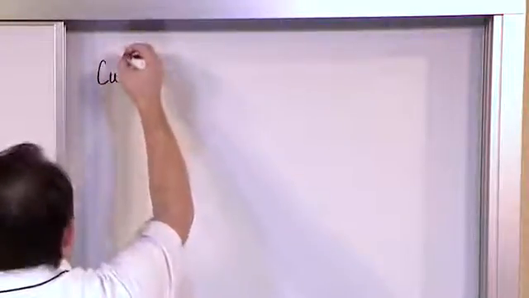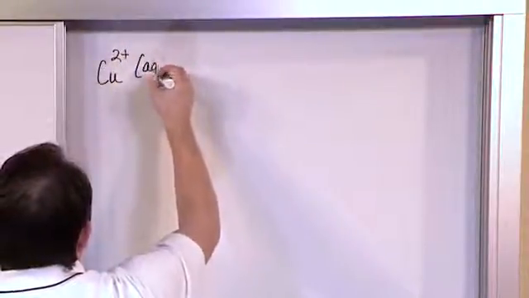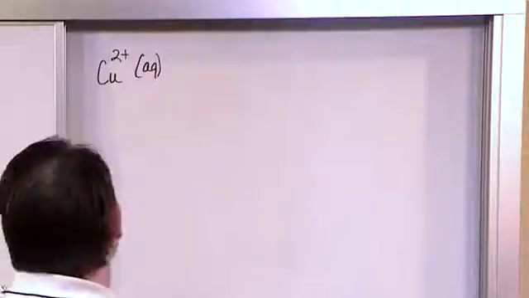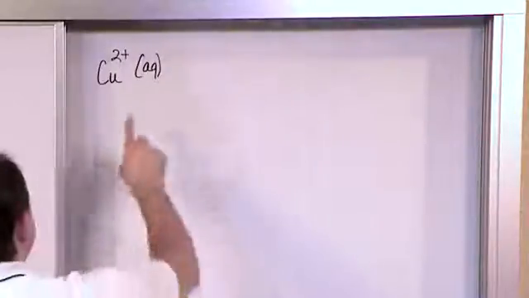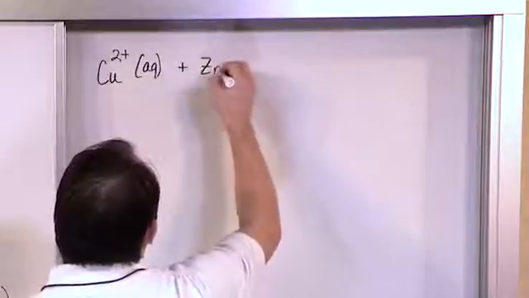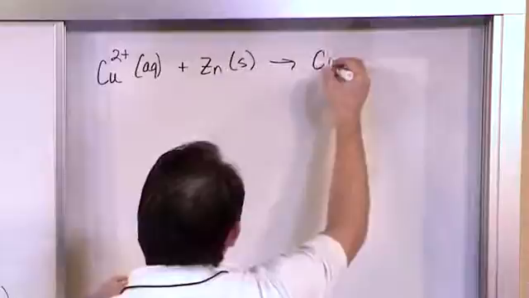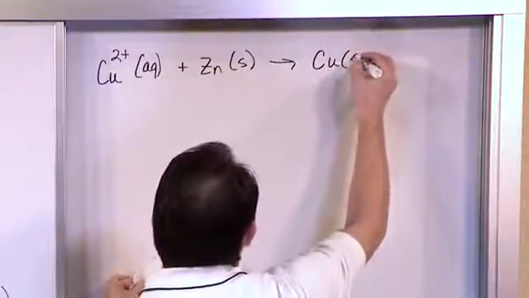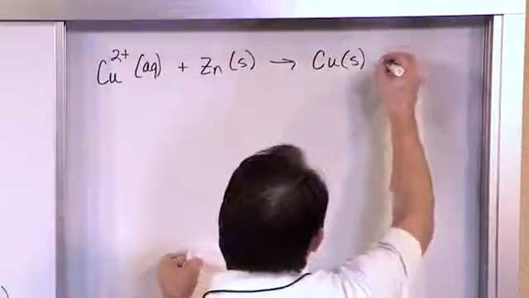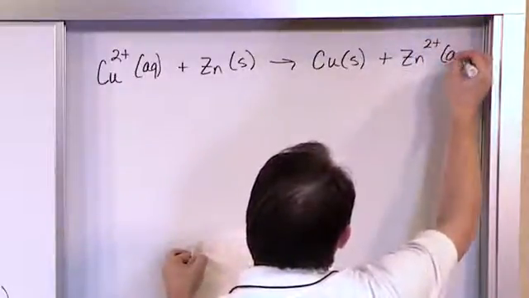Let's say I had copper ions that we already had as +2, and these are in aqueous solution. So I put something in a solution and I end up with some copper ions that have a charge of +2. And then to that I add zinc, which is a solid. And let's just say that out of that reaction I end up with copper as a solid neutral atom, and then I end up with zinc in aqueous solution as an ion.